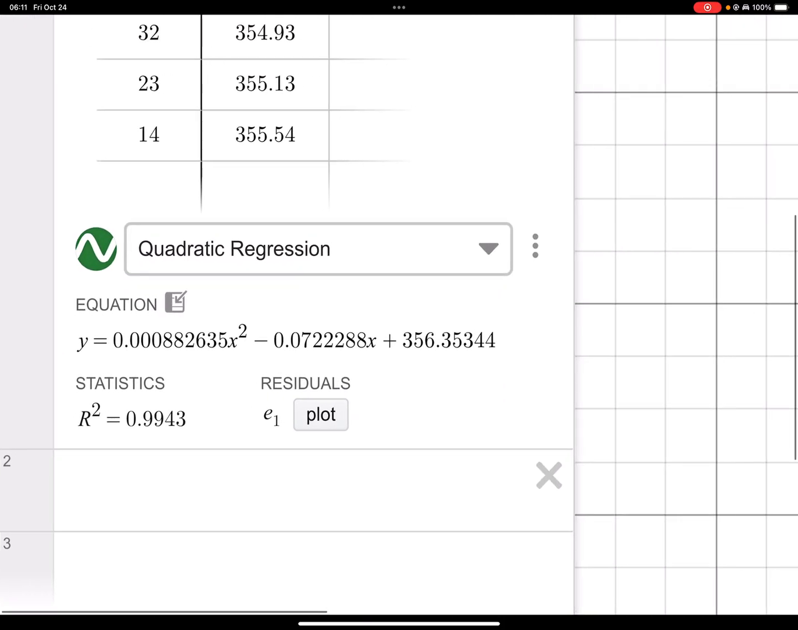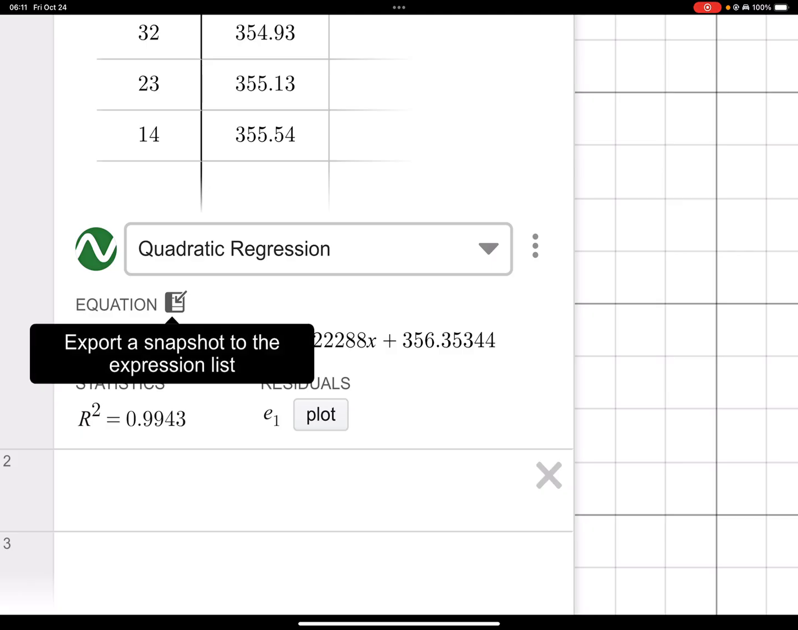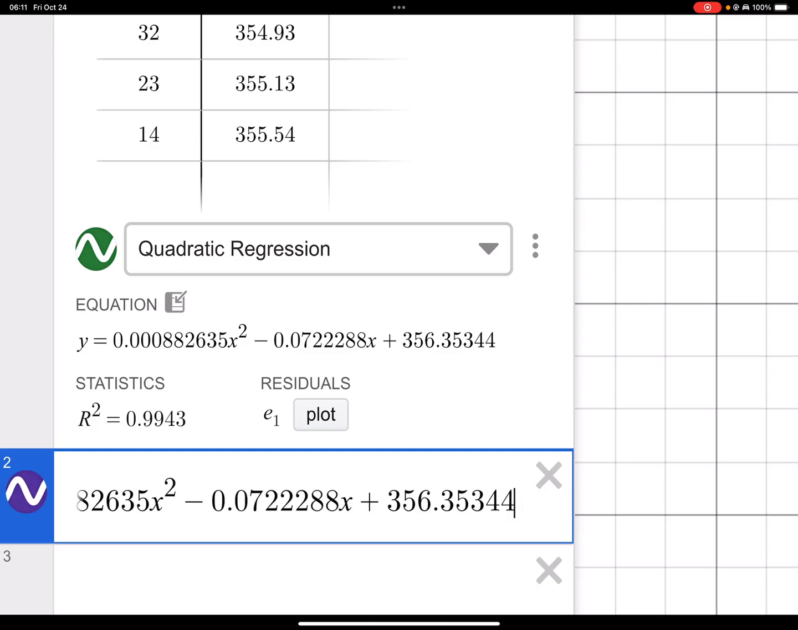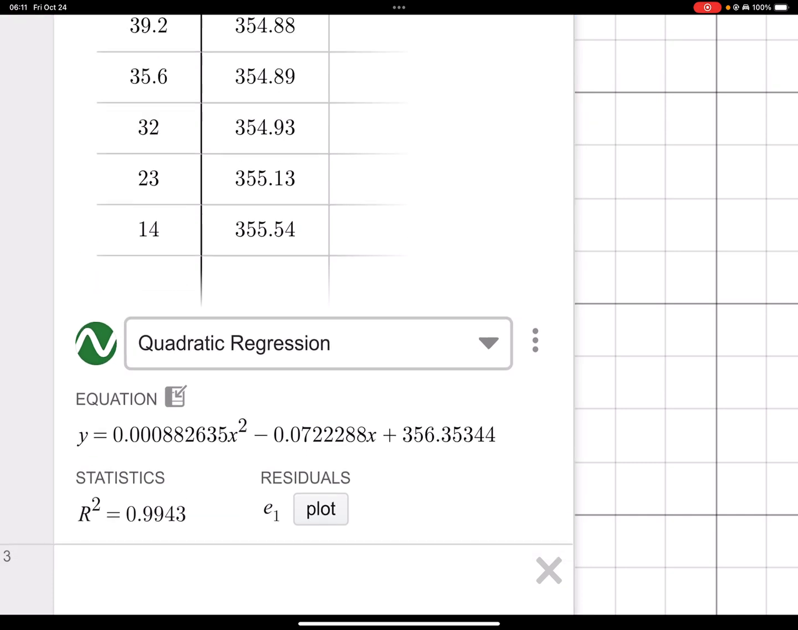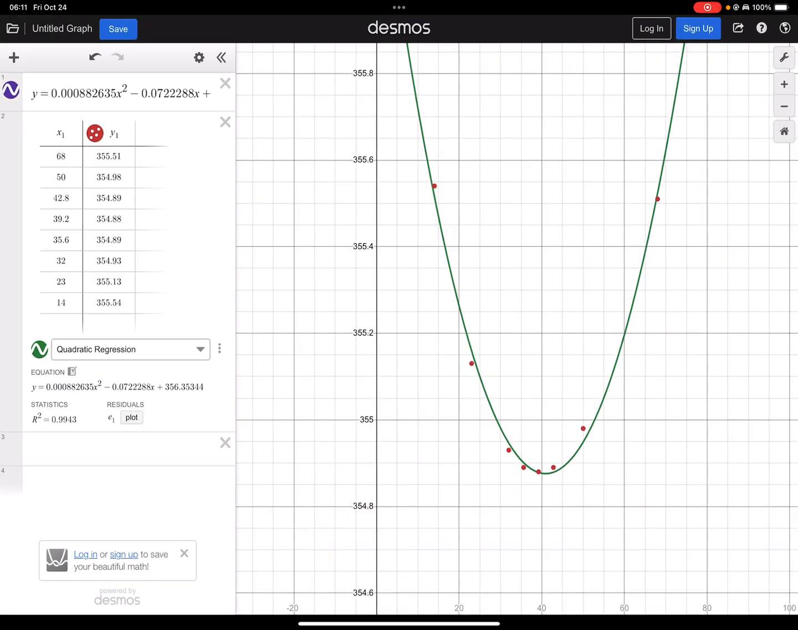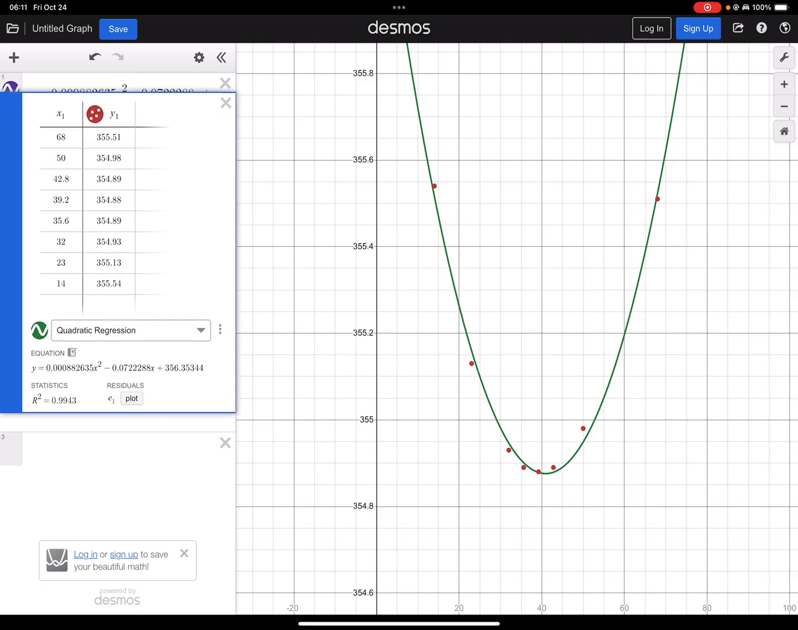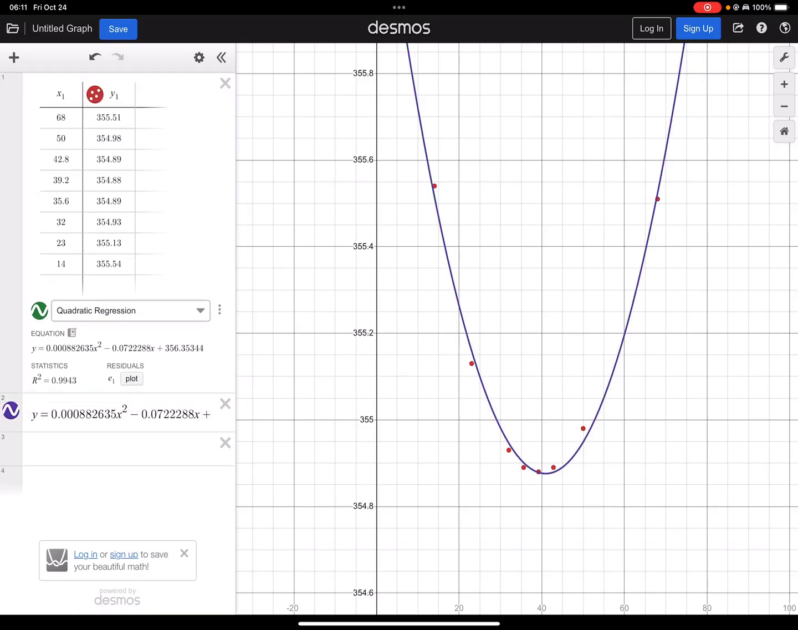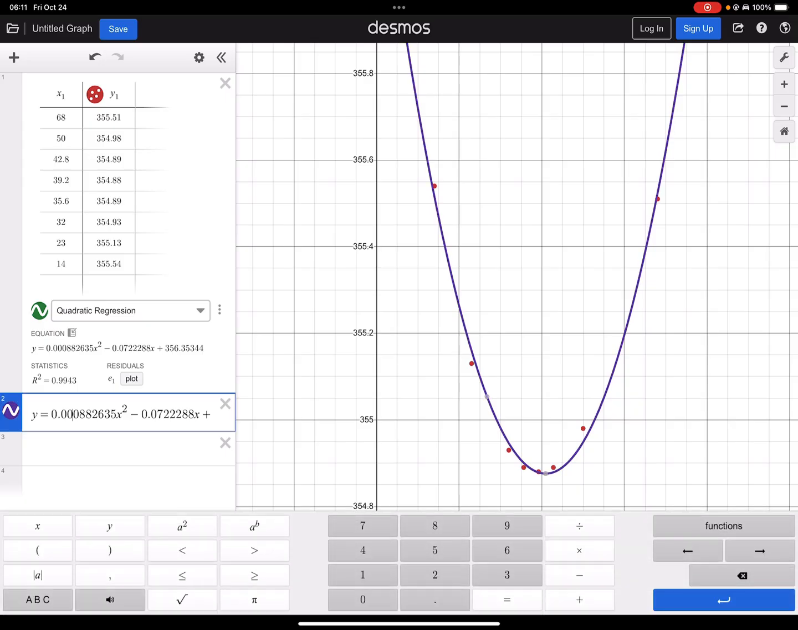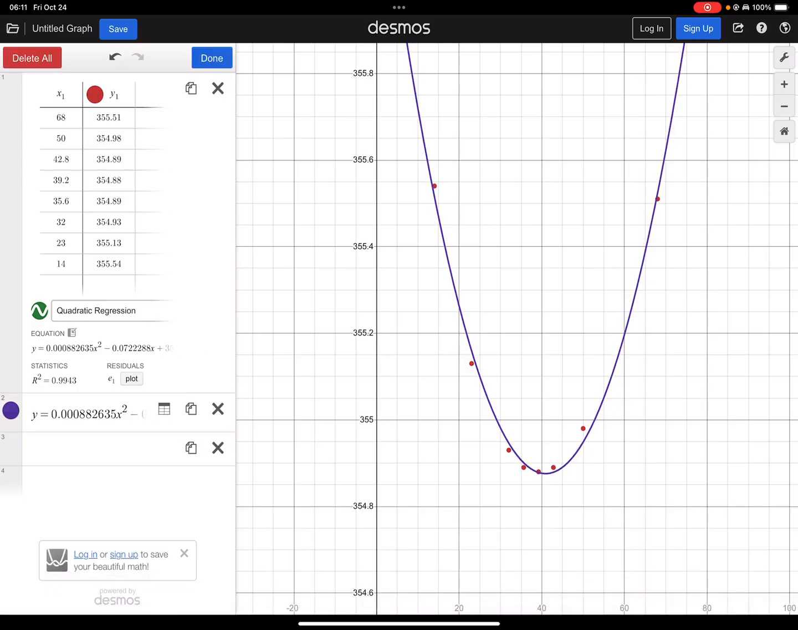Next to the word equation, there's this little button that says export a snapshot to the expression list. You're going to click that, and notice it just copies and pastes your equation down. Then, let me zoom out some. I rearranged mine, let me put it back so it looks like yours. There we go. Once you have this equation, you're going to hit this little gear button that says edit list. Then next to your equation, it has a table button, and we're going to create a table.